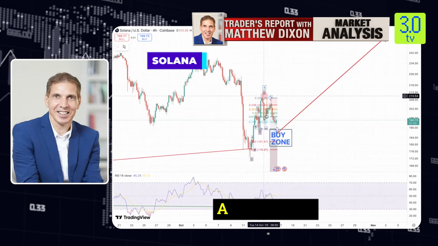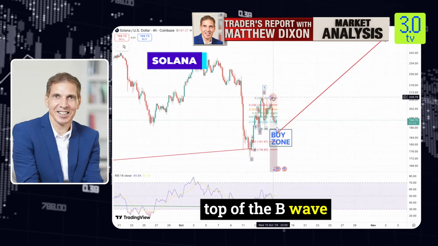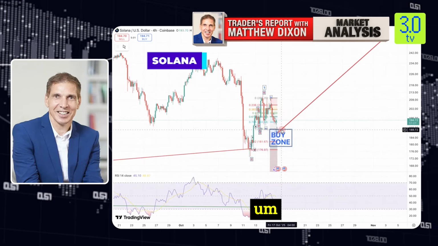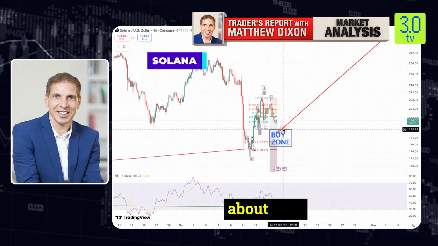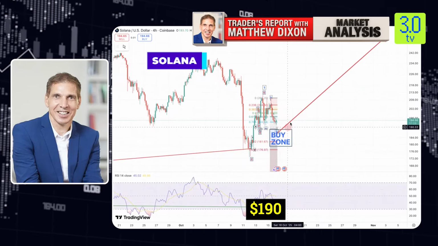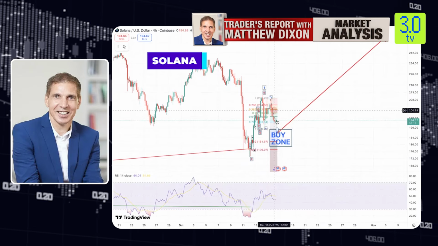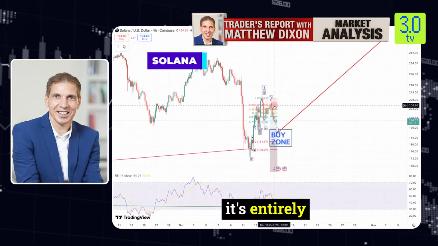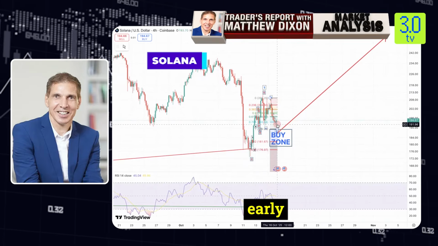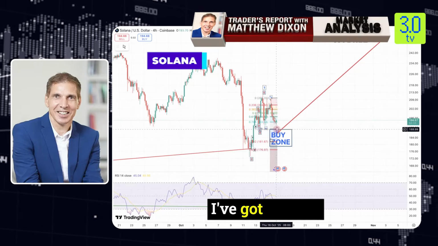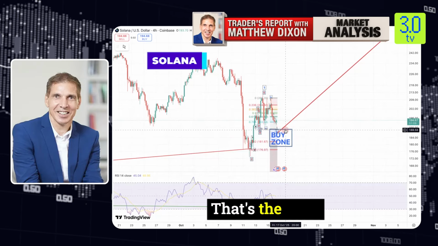I measured the A wave down, transposed the top of the B wave, and 100% takes me to this level somewhere around about $189, $190 for potential completion of the correction. It could be complete already. I mean, it's entirely possible it could have completed early, but I just suspect we may have a bit lower to go, and that's why I've got my buy zone here. That's the ideal buy zone.